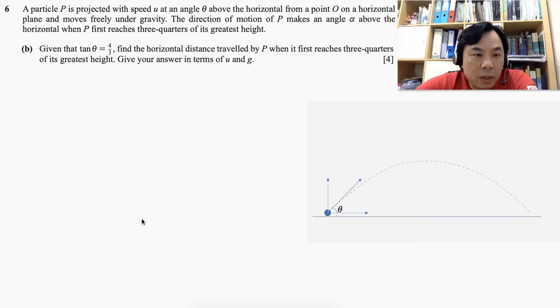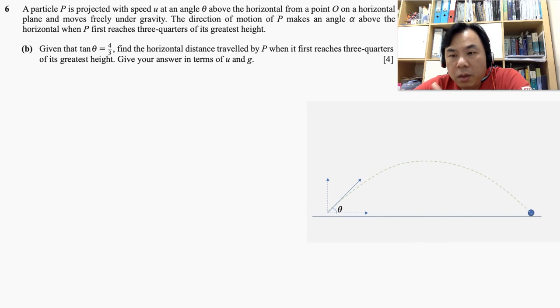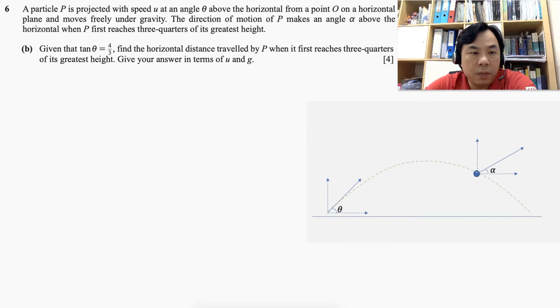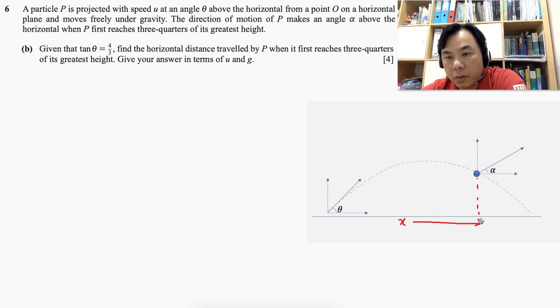Now I think I still have the simulation here just to show it to you again. It will travel, and of course reach the ground. Now I'm going to show you the position where it ended in mid-air, making an angle alpha there. What we are interested to obtain is its horizontal distance traveled by P. So that is typically here. Let me mark it down here. The horizontal displacement, I just label as x. It's easier to relate here.